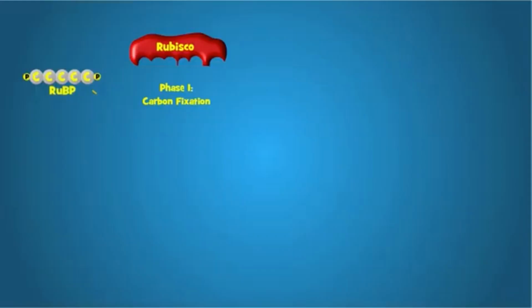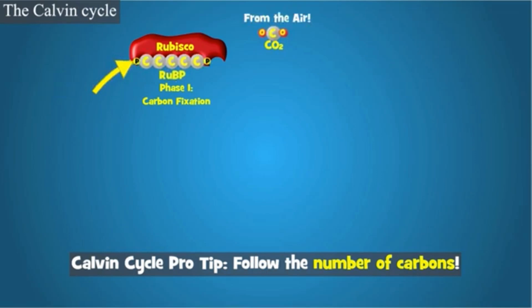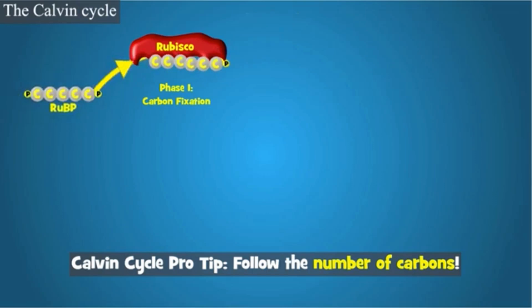There are three phases in the Calvin cycle. Here's how it works. Phase 1, carbon fixation. An enzyme called RuBP carboxylase oxygenase, known as Rubisco, catalyzes the uptake of CO2 from the air and combines it to a 5-carbon compound called ribulose bisphosphate, RuBP. This makes an unstable 6-carbon intermediate molecule that immediately splits in half to form 2 molecules of 3-phosphoglycerate.